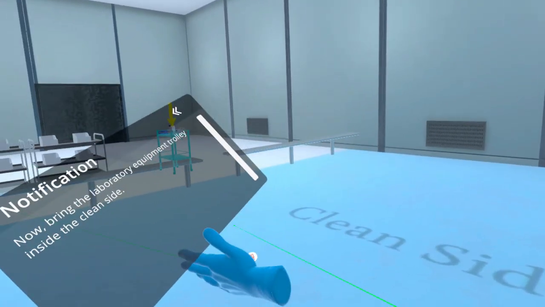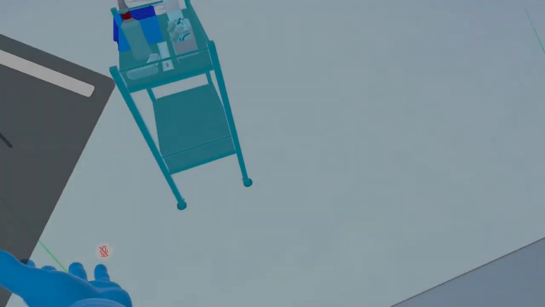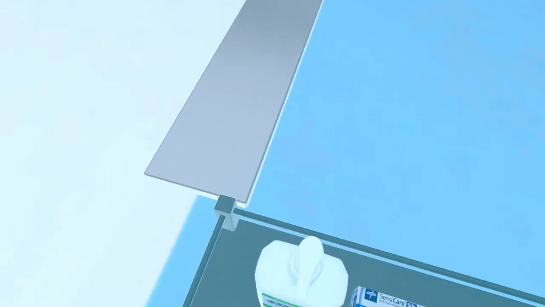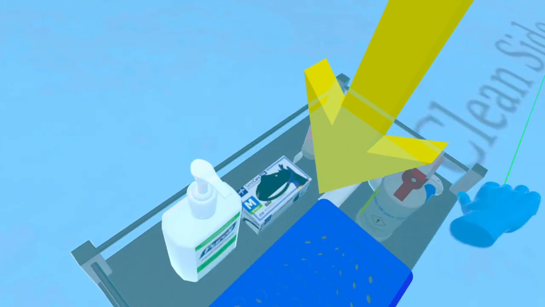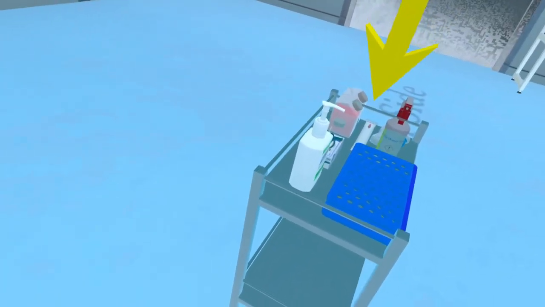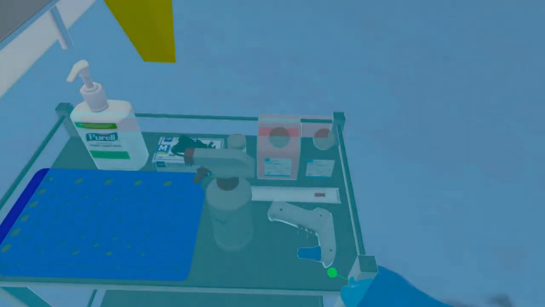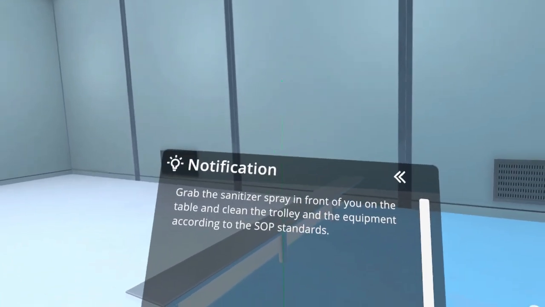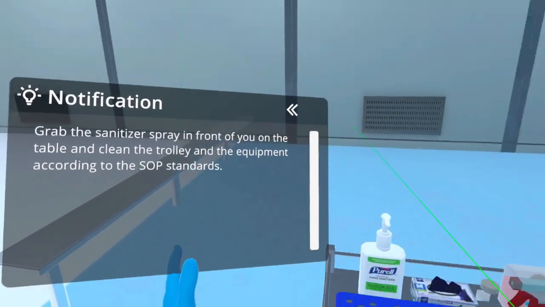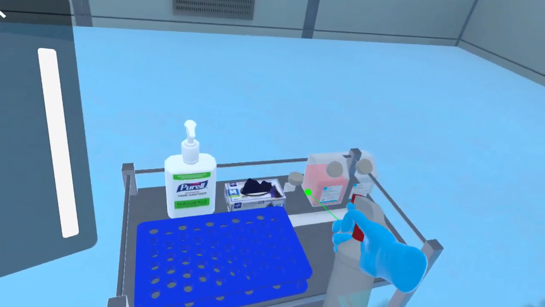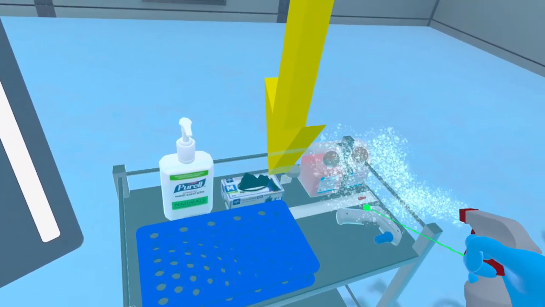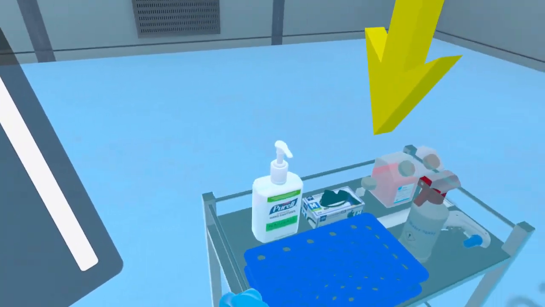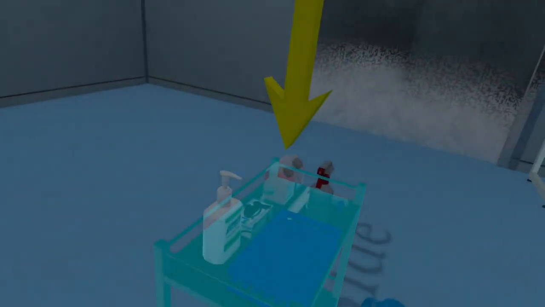Now, bring the laboratory equipment trolley inside the clean side. Grab the sanitizer spray in front of you on the table and clean the trolley and the equipment according to the SOP standards. You have successfully sterilized the equipment, and it is now ready to be taken to the laboratory. Please take the trolley inside the laboratory.